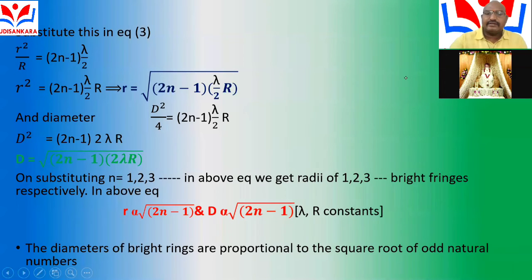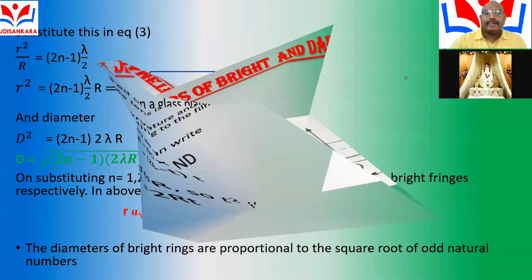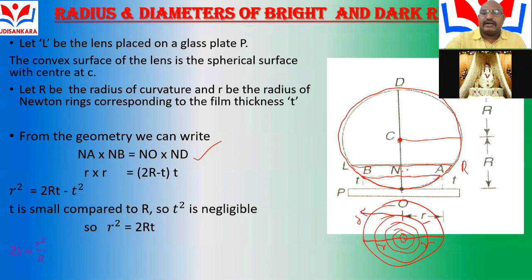CD. And this one, NO, is equal... This is called P value. CO is called R value. CD is called R value. But here, NO is 2R minus T into this one, ND.